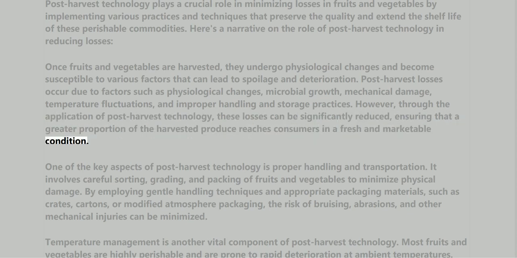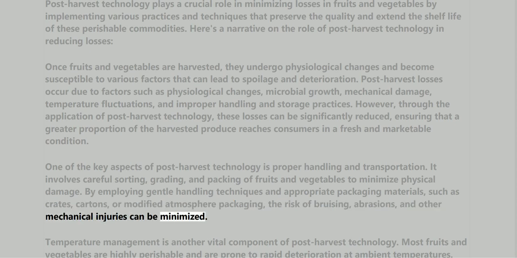One of the key aspects of post-harvest technology is proper handling and transportation. It involves careful sorting, grading, and packing of fruits and vegetables to minimize physical damage. By employing gentle handling techniques and appropriate packaging materials, such as crates, cartons, or modified atmosphere packaging, the risk of bruising, abrasions, and other mechanical injuries can be minimized.